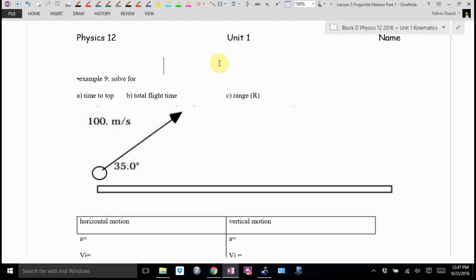So this wants us to find 3 things: time to top, total flight time, and range. First thing, before I even go that, it's slanty, break it up into components, and I'm going to do the components. I think I got room on the side here. So I'm going to go like this.